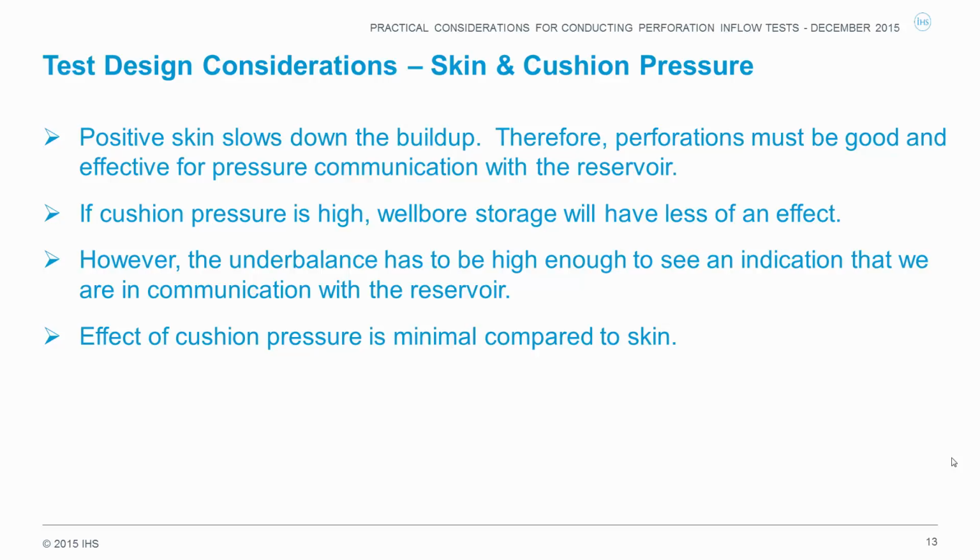However, the underbalance has to be high enough to see an indication that we are in communication with the reservoir. The recommended underbalance or overbalance is about 500 to 1000 psi. Sometimes what can happen if the underbalance is too small is that we perforate and we do not see a pressure response, and there is no way to tell whether that's due to poor gun performance or whether that's because the cushion pressure is so close to the average reservoir pressure.